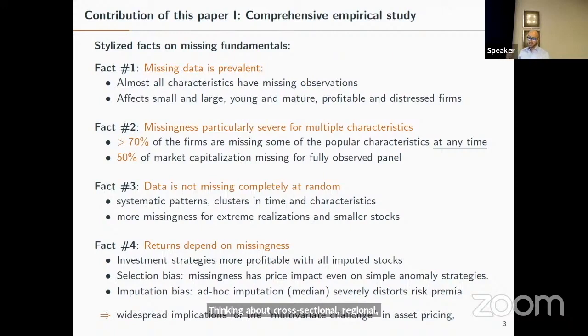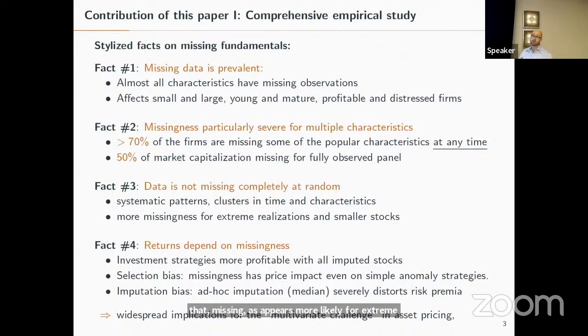Number three, data is not missing completely at random. What it means is that companies that have observed data are systematically different from companies that have missing data. There are systematic patterns, so missingness clusters over time, it clusters in the cross-section, and we can show that missingness appears more likely for extreme realizations or for companies that have specific characteristics like small stocks.